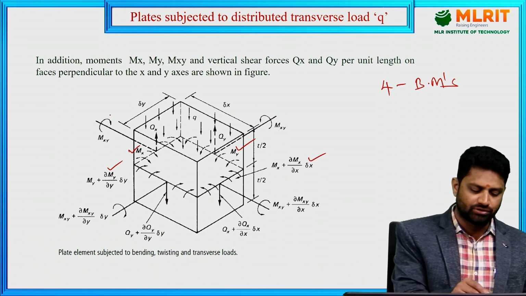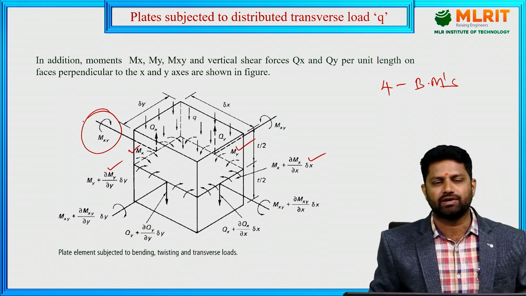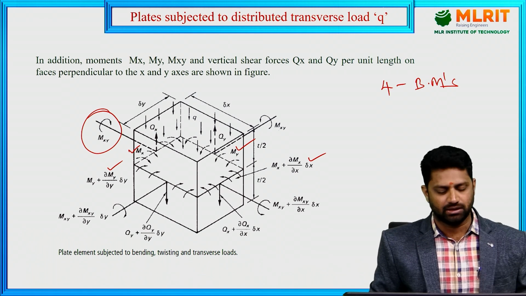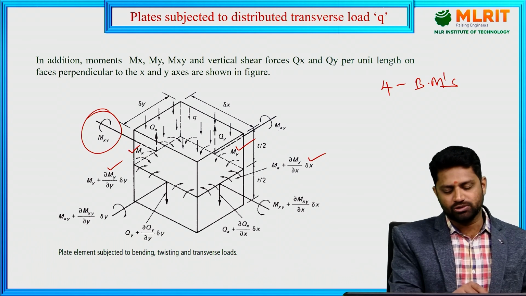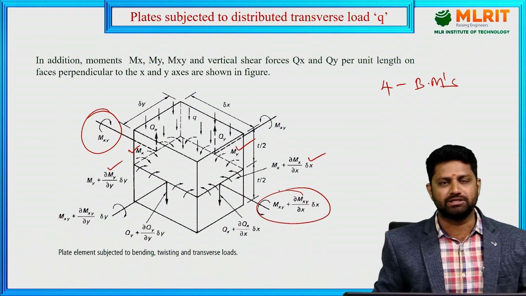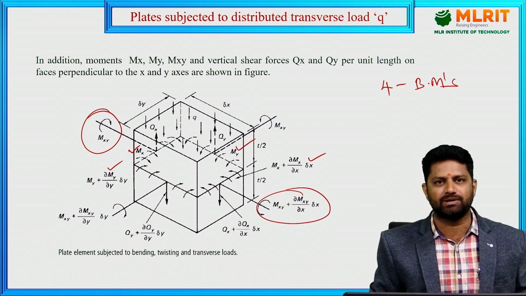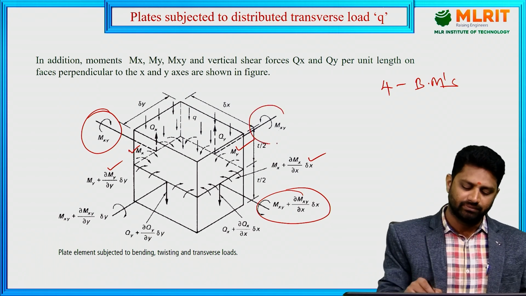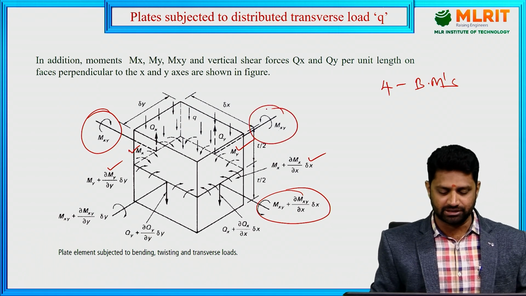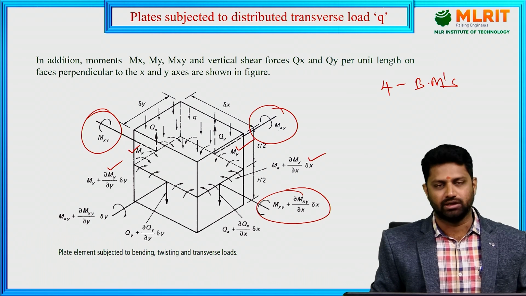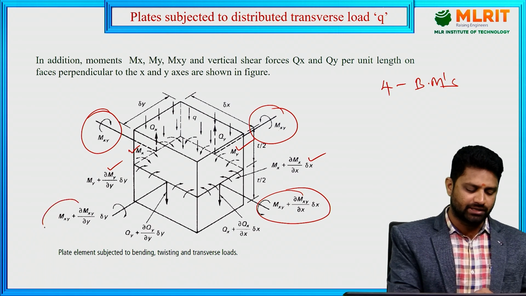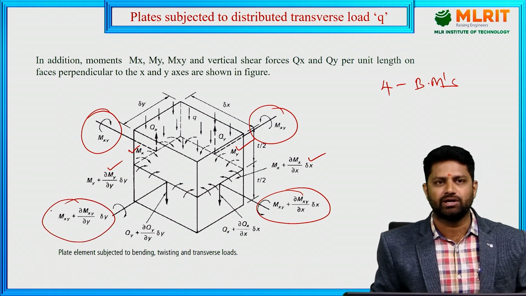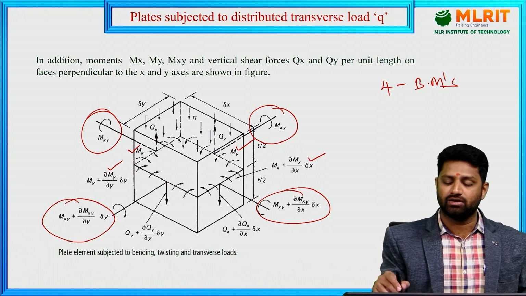Now let us assume on this one mxy. So mxy is the twisting moment applied on this axis, that is parallel to the x-axis. And on the opposite edge, that mxy twisting moment is represented with increment, that is mxy plus dou mxy by dou x into delta x. Similarly, another twisting moment is mxy, which is again represented parallel to the x-axis, and when it is applied on the other edge opposite to it, you have mxy plus dou mxy by dou y into delta y. Now here we got again 4 twisting moments.